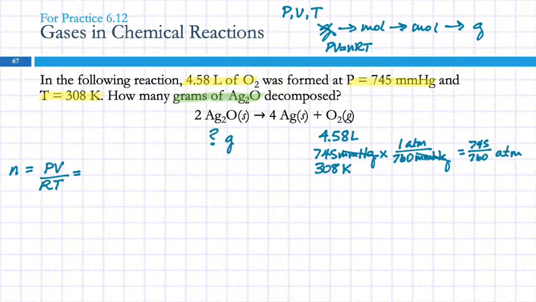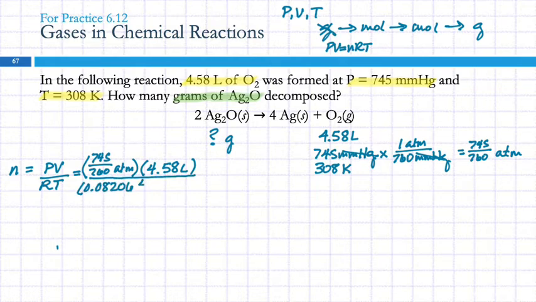You can write it as a fraction in your calculation, and that saves you from writing down the number and then typing it in later. If you want to do that, that's of course absolutely fine. So I'm going to call this 745 over 760 atmospheres. The volume, 4.58 liters, that's the unit we need. Then we're going to divide by R, the gas constant. Liter atmospheres per mole Kelvin. And the temperature, they gave it to us in Kelvin. That was very thoughtful of them.